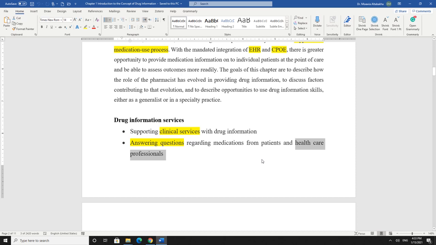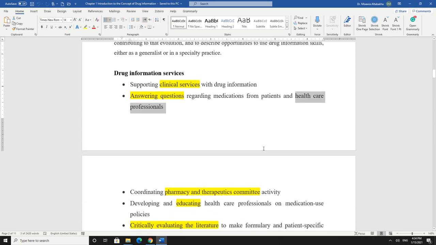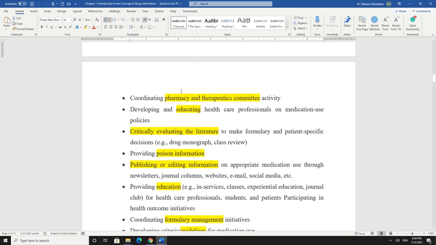Okay. Of course, usually the type of questions asked by the patients differ from the questions asked by the healthcare professionals. Another very important aspect is to support and coordinate what we call the pharmacy and therapeutics committee. They call it P and T, and you have to memorize this P and T committee.